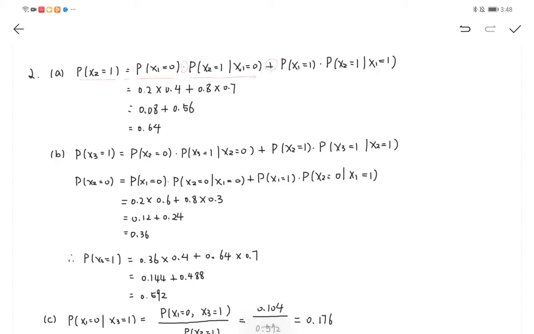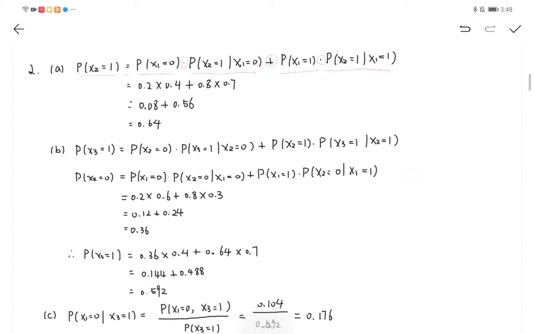plus the probability of x1 equals 1 multiplied by the probability of x2 equals 1 on the condition of x1 equals 1. So it equals 0.2 multiplied by 0.4 plus 0.8 multiplied by 0.7, and the probability of x2 equals 1 is 0.64.